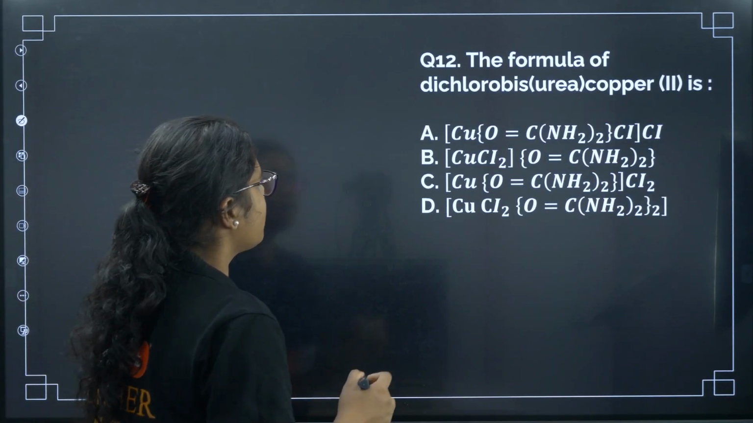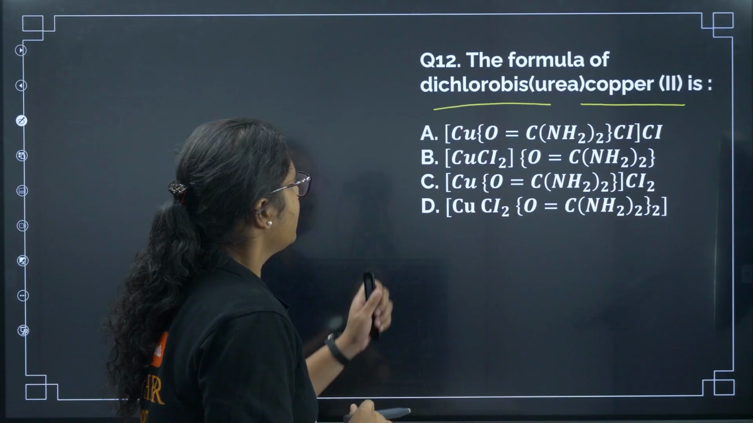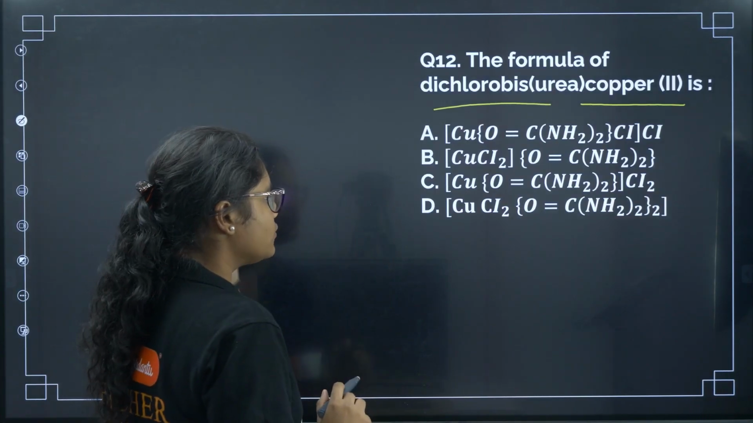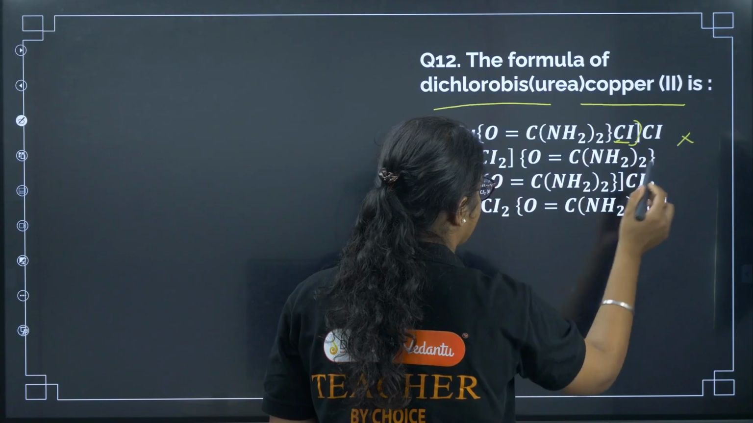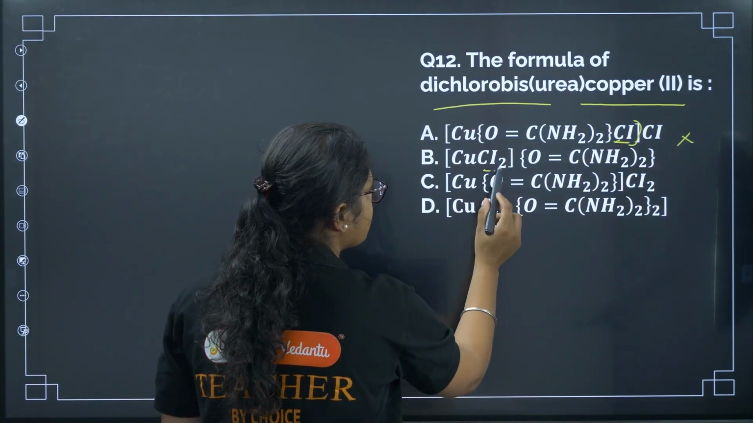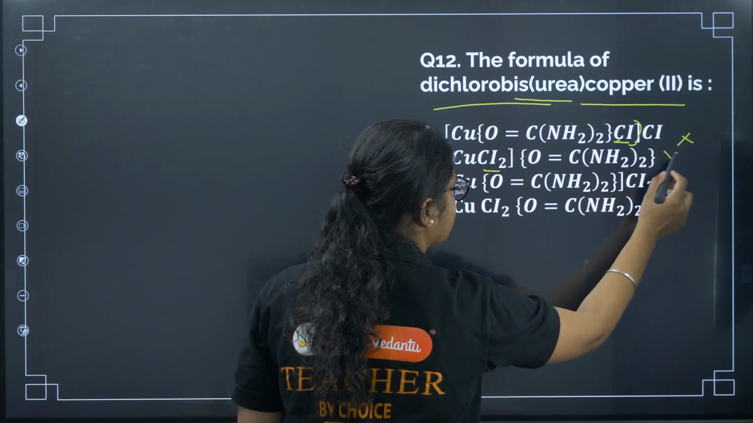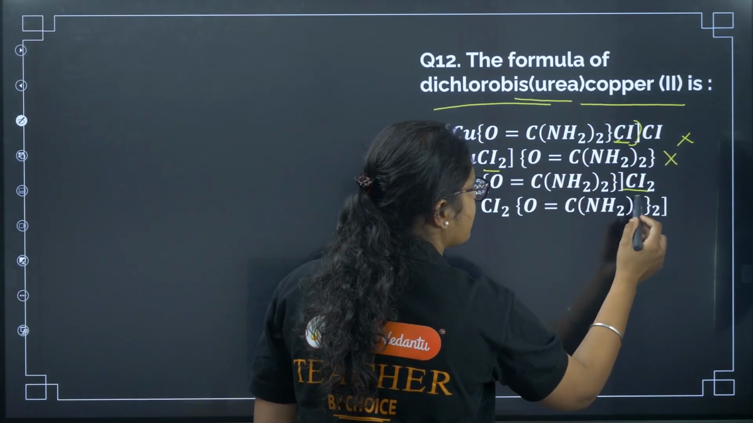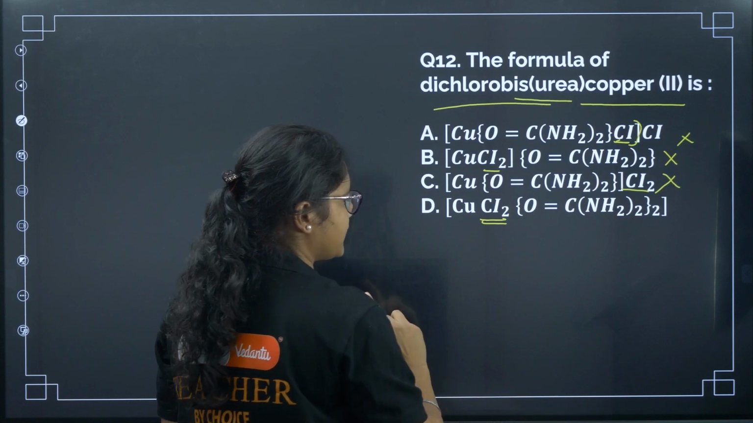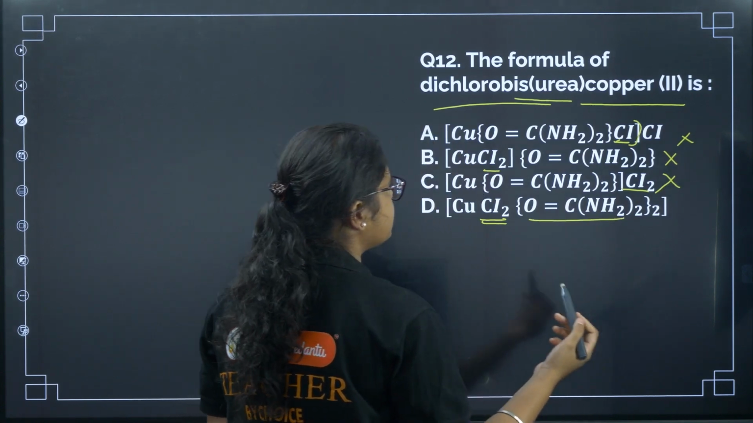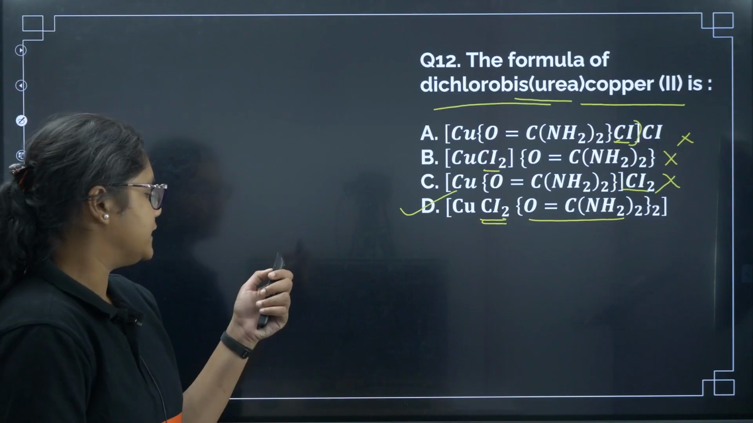Next, the formula of dichlorobisurea copper(II) is, okay, so let us see first. We have dichloro, so there should be 2 chlorine. This option is not having 2 chlorine inside the bracket, so we can eliminate it. Here we have 2 chlorine, but they are outside the complex, and the urea is there, so we can eliminate this one also. Here also chlorine is outside the complex, we can eliminate it. If you check this one, here there is dichloro, and here we have bisurea. So the correct answer for this question will be option number D.